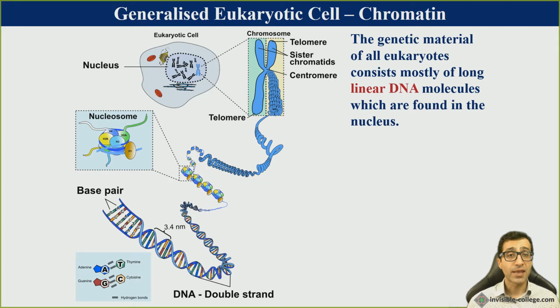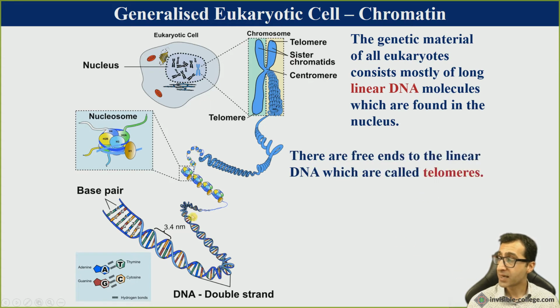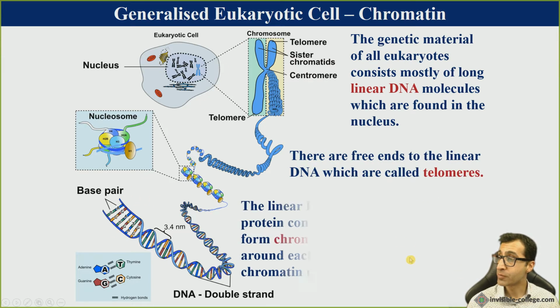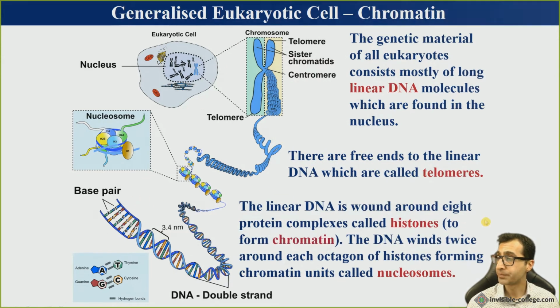So again, the genetic material of all eukaryotic cells consists mostly of long linear DNA molecules which are packaged into these units called nucleosomes by winding them around these octamers of histone proteins. These are then packaged further by coiling and supercoiling, eventually to form these structures called chromosomes. And again, the free ends of the chromosomes are referred to as telomeres.